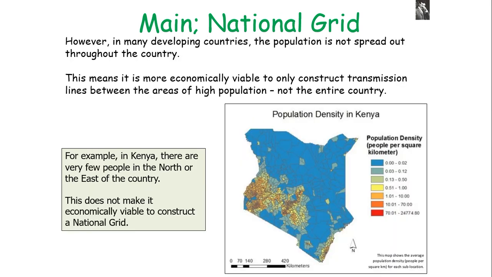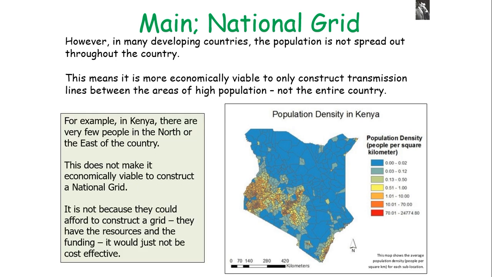Now, in many developing countries, the population is not spread out throughout the country. This means it's not economically viable to have a national grid. It's only viable to have the transmission lines between the areas of high population, not the entire country. So, for example, in Kenya, there are very few people in the north of the country and in the east of the country. So it doesn't make it economically viable to construct a national grid, as there's very few people in those northern and eastern areas. So it's not because Kenya doesn't have the money or can't afford to construct a national grid, it's just not very cost effective to do so.